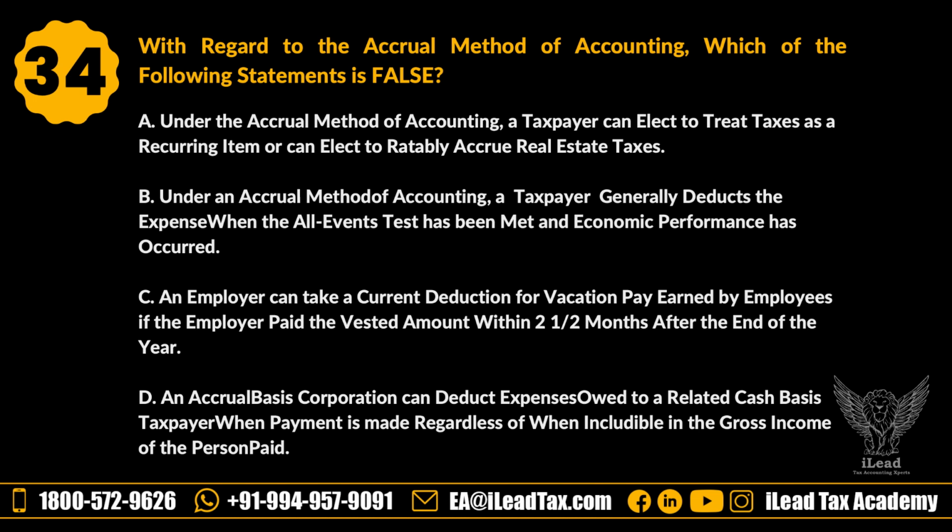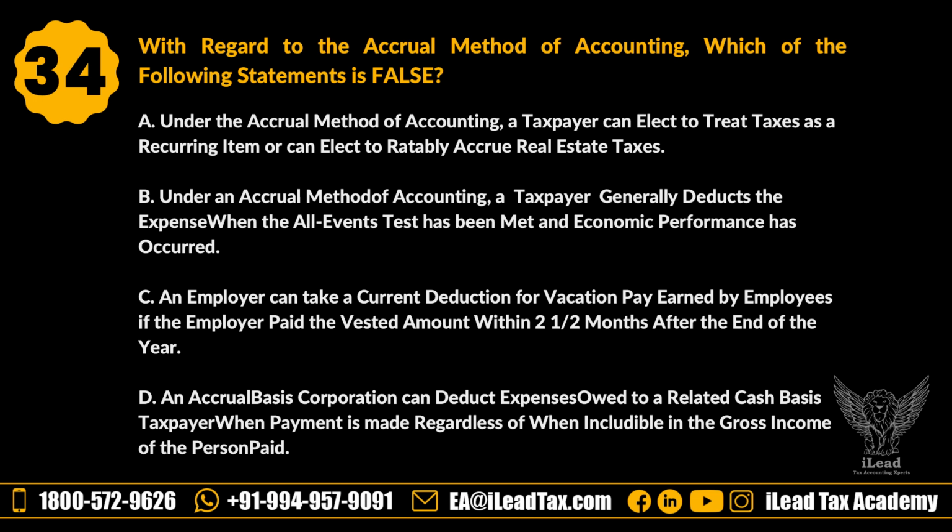Option B, the statement is also correct. Under the accrual method, expenses are generally deductible when both the all events test has been met, the liability is fixed and determinable, and economic performance has occurred. So option B is also correct. As we have to find out the incorrect statement, option B is wrong.